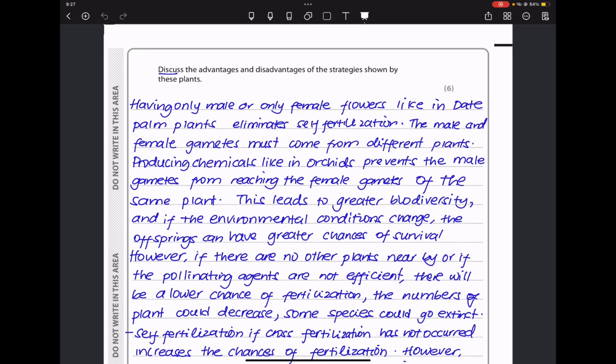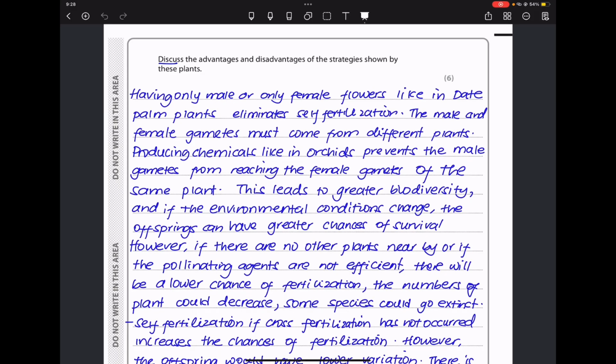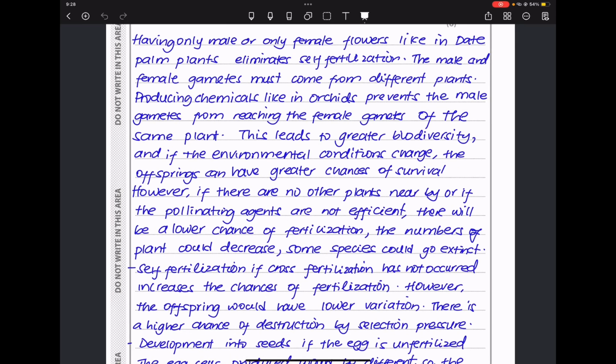This is because the male and female gametes must come from different plants. Also, producing chemicals like in orchids prevents the male gametes from reaching the female gametes of the same plant. So self-fertilization cannot occur, and this will lead to greater biodiversity. And if the environmental conditions change, the offspring will have greater chances of survival.